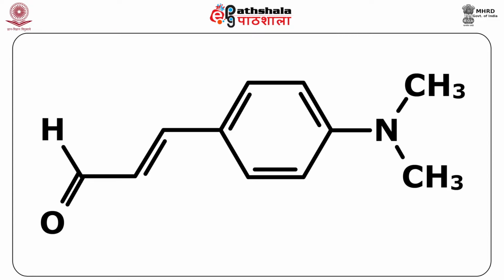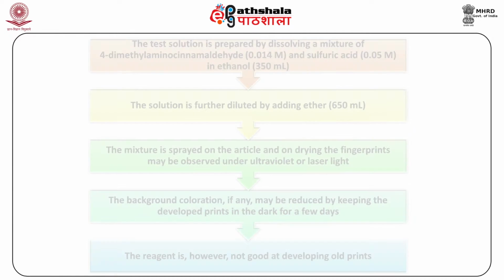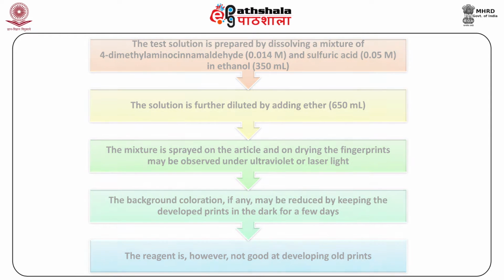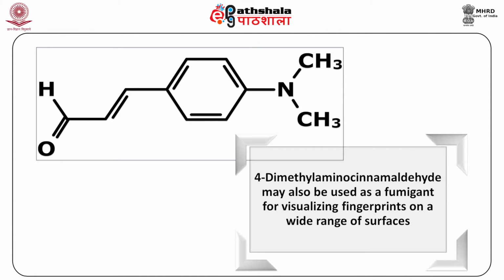The test solution is prepared by dissolving a mixture of 4-dimethylaminocinnamaldehyde and sulfuric acid in ethanol. The solution is further diluted by adding ether. The mixture is sprayed on the article, and on drying, the fingerprints may be observed under ultraviolet or laser light. The background coloration, if any, may be reduced by keeping the developed prints in the dark for a few days. The reagent is, however, not good at developing old prints. 4-dimethylaminocinnamaldehyde may also be used as a fumigant for visualizing fingerprints on a wide range of surfaces.